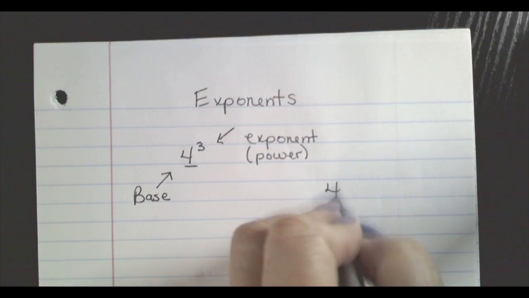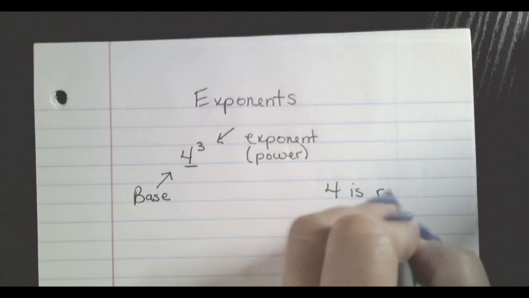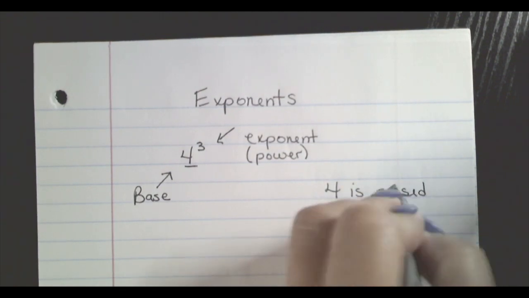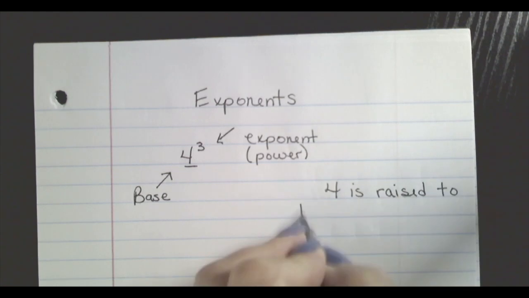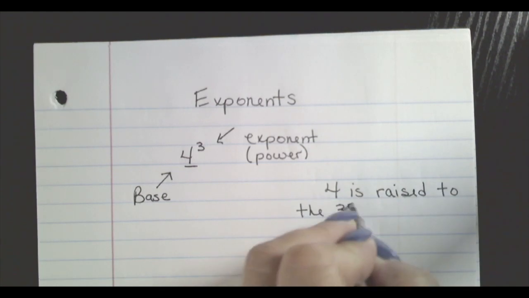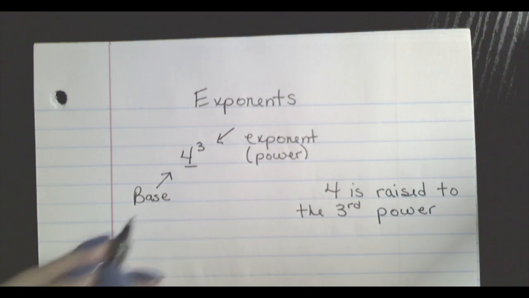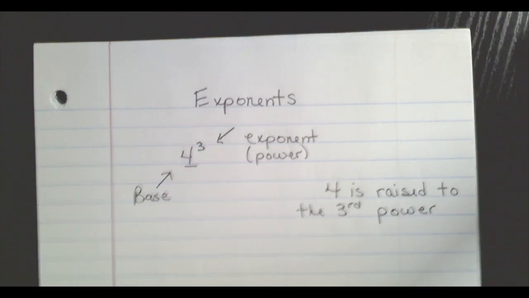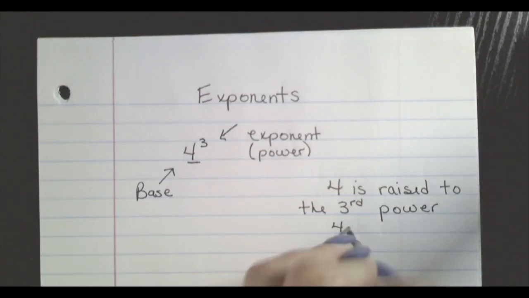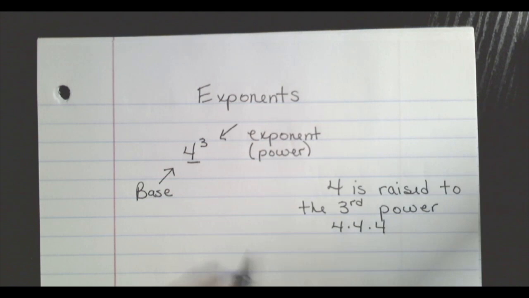And we will say 4 is raised to the third power, which does not mean 4 times 3. It means 4 times 4 times 4. My base number raised to the third power.